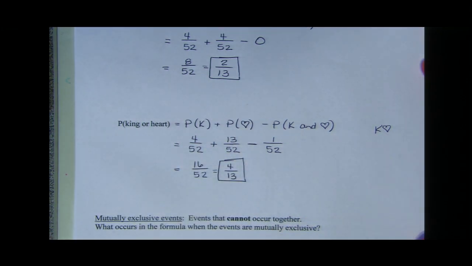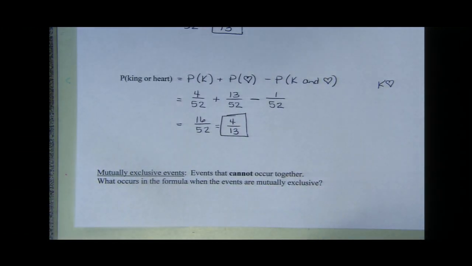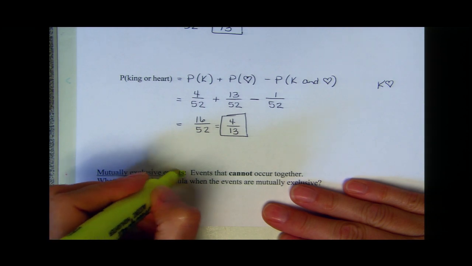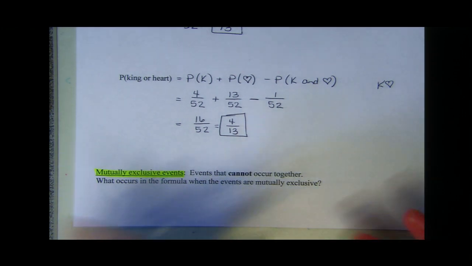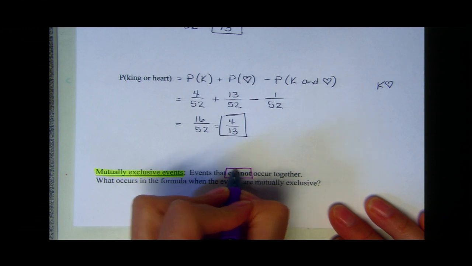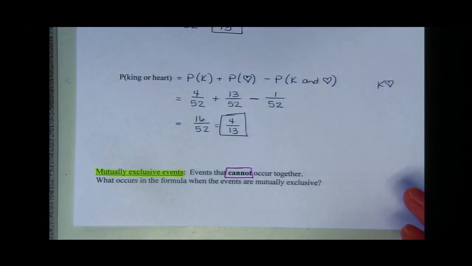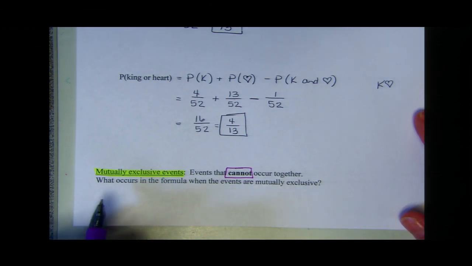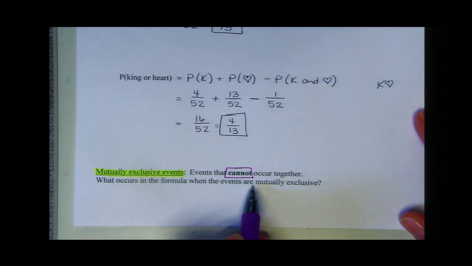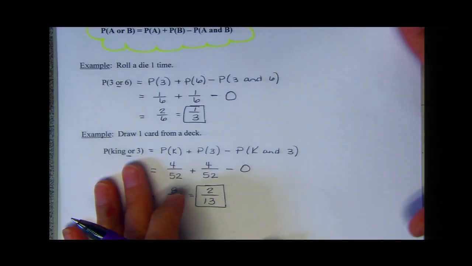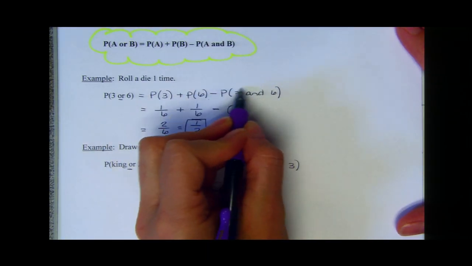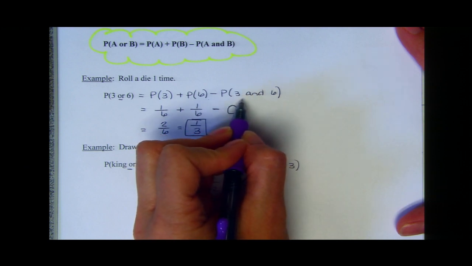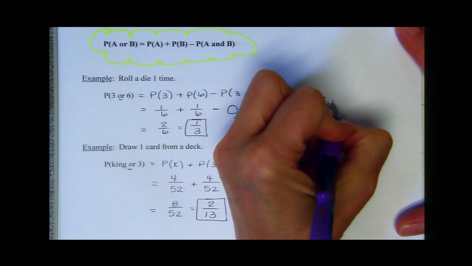Now in the multiplication rule, we talked about events that are independent or dependent. When we're looking at the addition rule, we talk about whether events are what is called mutually exclusive. And mutually exclusive is when events cannot occur together. Events that cannot occur together. So, this then states what occurs in the formula when the events are mutually exclusive. Well, we determined up here that when we roll a die, we cannot get a 3 and a 6 at the same time. These two numbers cannot occur in one roll together. So this would be considered mutually exclusive.